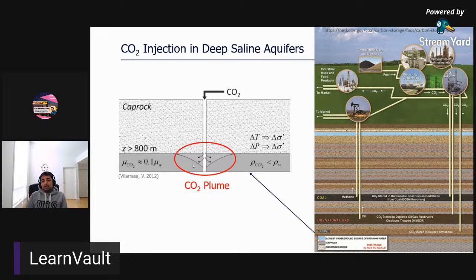And similarly, there will be temperature differences because of the different temperature of the CO2 that you are injecting and the temperature in the formation. Those temperature differences will also lead to changes in the mean effective stress. Now, why do we need to know about the mean effective stress? Because when there is a change in mean effective stress, it can lead to deformation. Because when you're injecting into something which is already in an equilibrium state, it can expand your pore volumes.